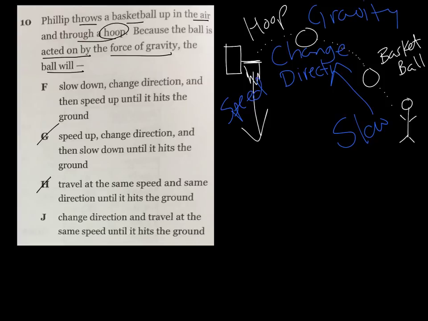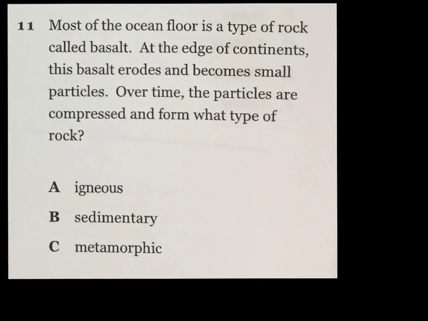And letter J, it changes direction and travels at the same speed until it hits the ground. So we throw it up in the air, it doesn't change direction immediately. It has to, again, lose some of its momentum and some of its force when gravity finally takes over that force and then changes the direction of it. So because of that, F is the only one that would make sense in this specific case. Let's go and look at the next one.